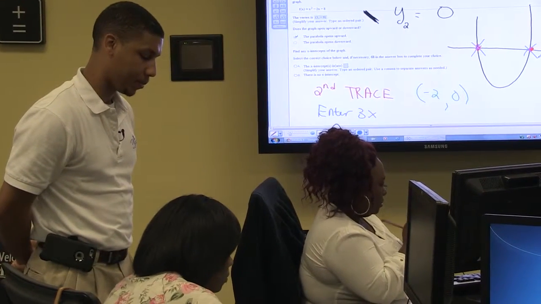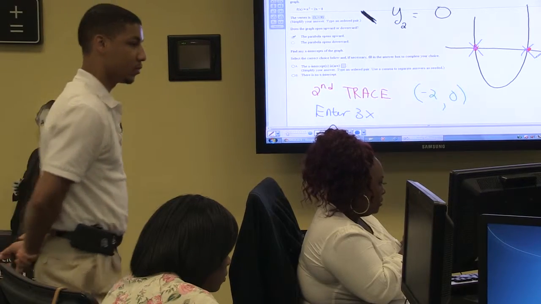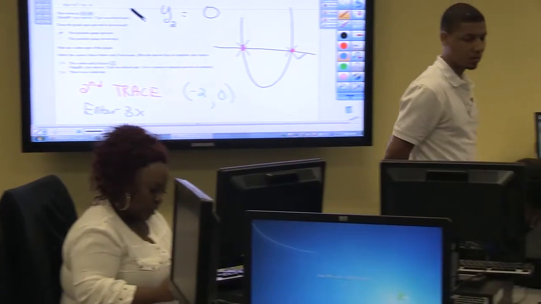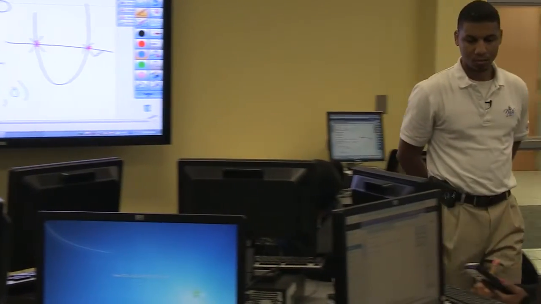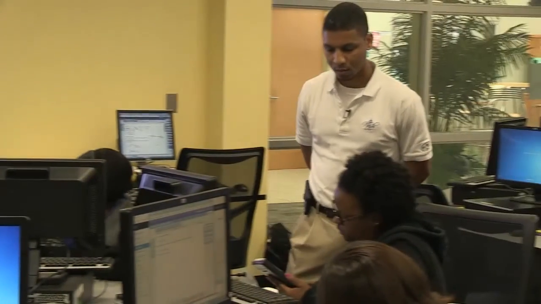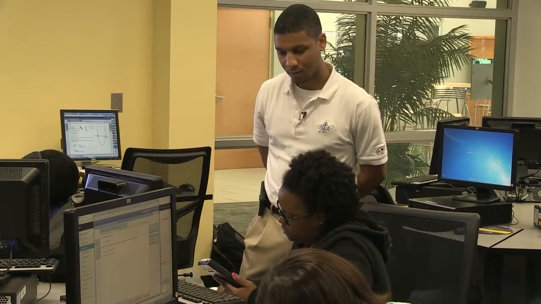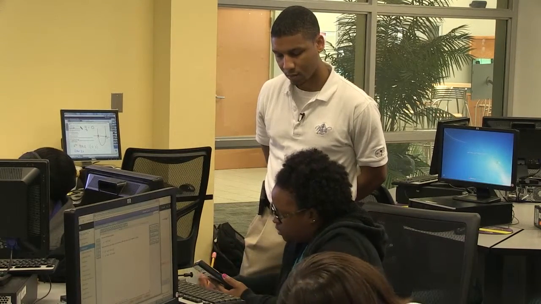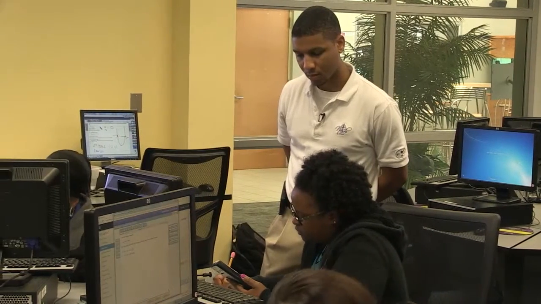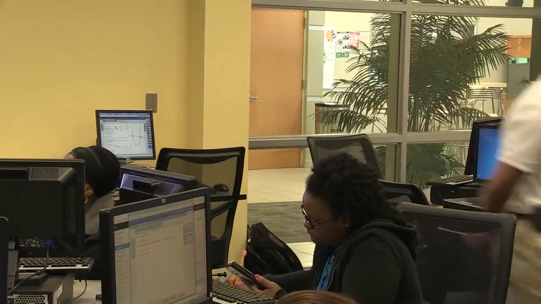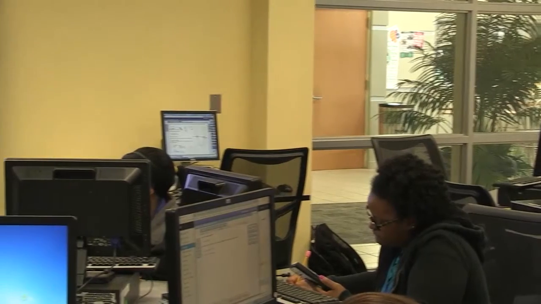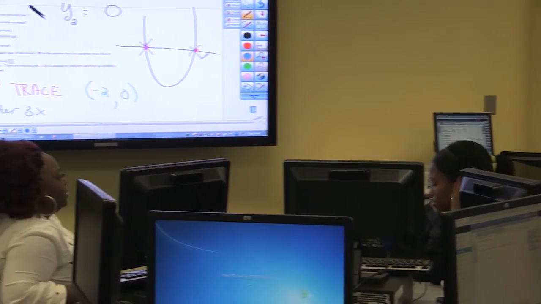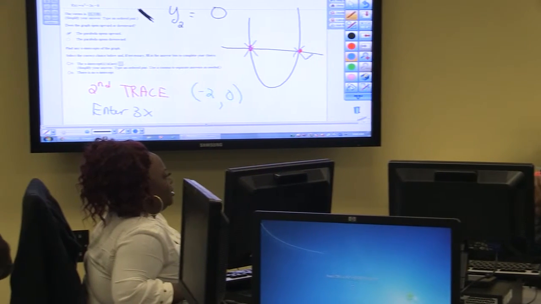Then we do zoom 5. And then from zoom 5, we did second trace again. Okay, second trace. And then we hit enter 3 times. Oh, first we've got to move that cursor to the left or right. Move cursor to left and right. You good? Okay. I'm confused because I didn't know you were drawing down too long, but yeah, I got it. I'm following you.